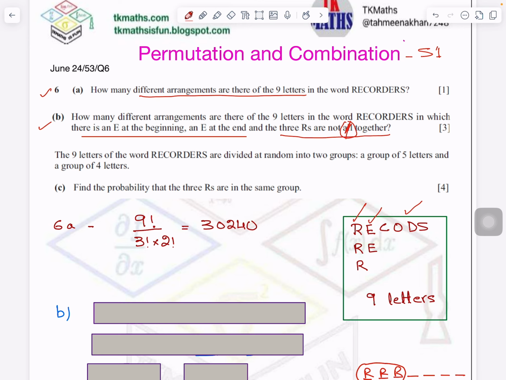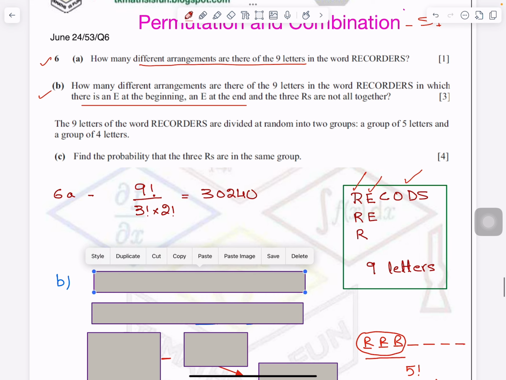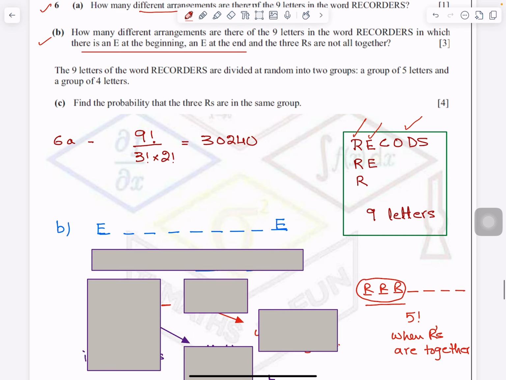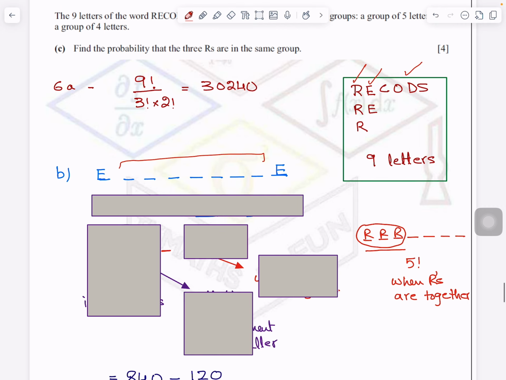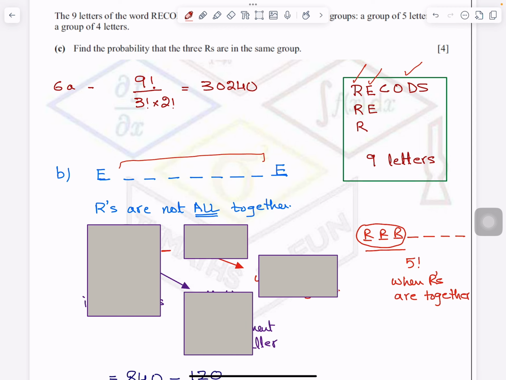So how will we handle this type of question? Let's see here. First of all, put all the dashes of 9 letters and then on each end write down E, because this is a condition. Now how will you fill the letters in between? That you have to take care of. So now there are how many letters? 1, 2, 3, 4, 5, 6, 7 letters, in which R's are repeated. Okay, but they are not all together.